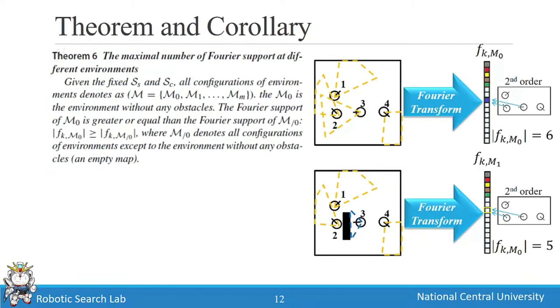Another interesting thing is, what is the maximum number of Fourier supports in different environments? Here is an example. In this example, there are no obstacles. So its Fourier support in this case should be 6, because there is a sensing overlap between number 2 and number 3. And in another case, let's assume we have an obstacle in front of number 3. So in this case, there is no sensing overlap between number 2 and number 3, so the Fourier coefficient in this case should be 0. So the Fourier support number is 5. So we can infer that the maximum Fourier support number happens in the empty map. So this concept can be used for transfer learning.